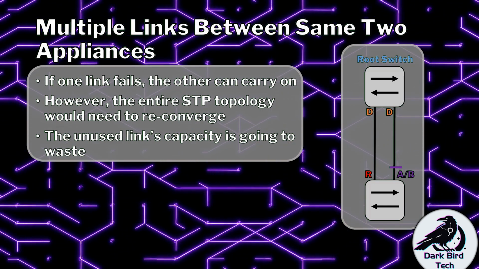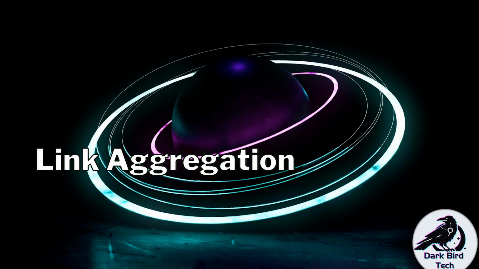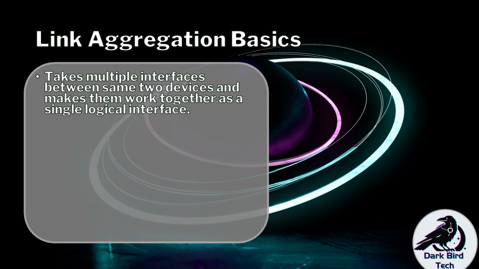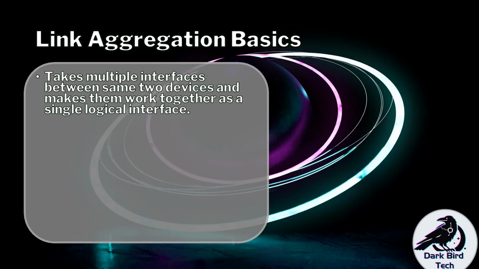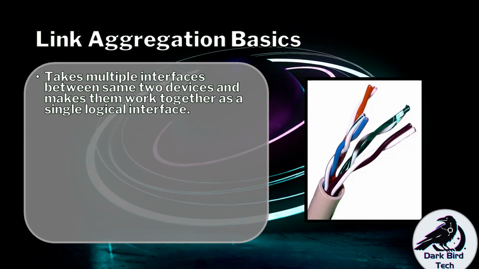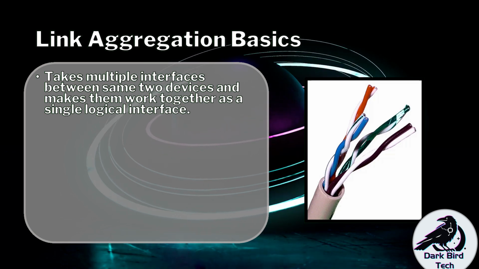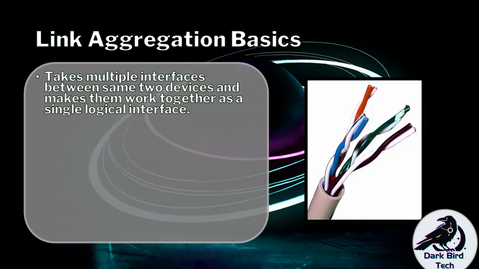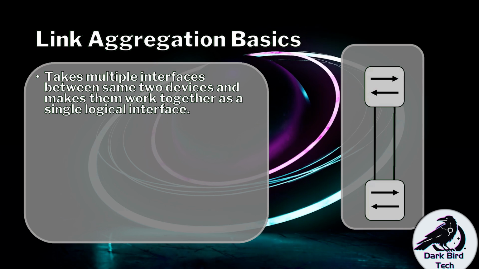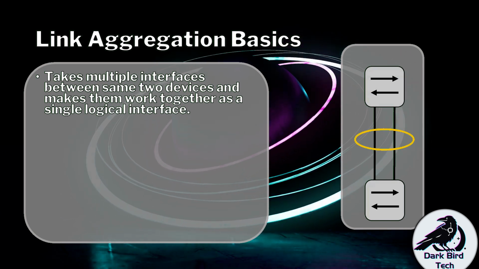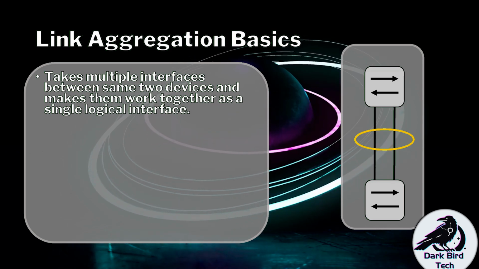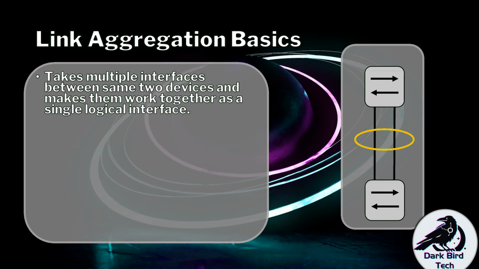And this is where link aggregation comes to help us. So let's check out the basics first. We are going to be taking multiple interfaces between the same 2 devices and making them work together as a single logical interface. This is kind of like what twisted pair cables are. If you think about a twisted pair cable, we've got multiple wires inside of one cable, but we still treat it as one connection. So would it be that weird to have 2 twisted pair cables that we treat as a single logical connection? Not really, because if we have 8 wires in one cable, what's wrong with 2 cables being treated as one interface or connection?